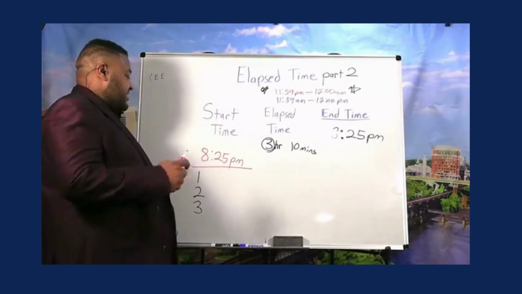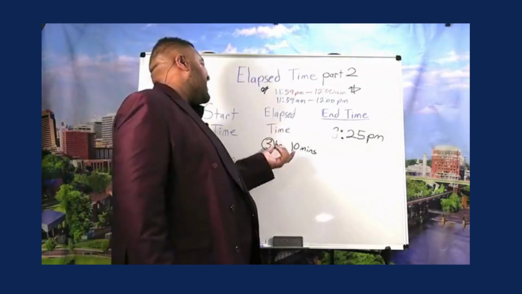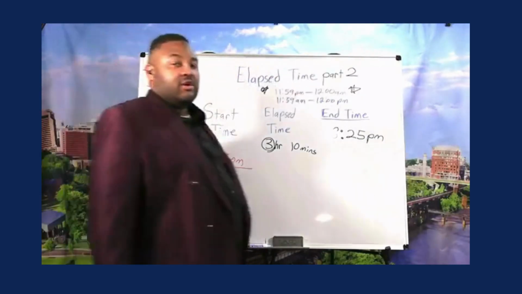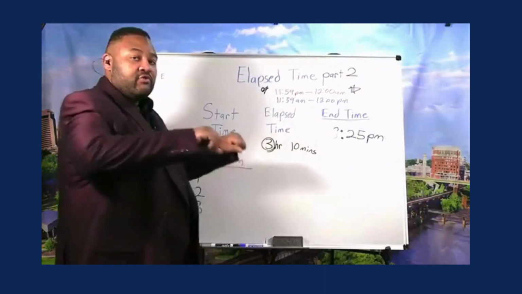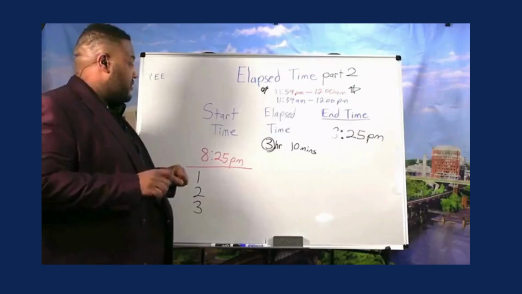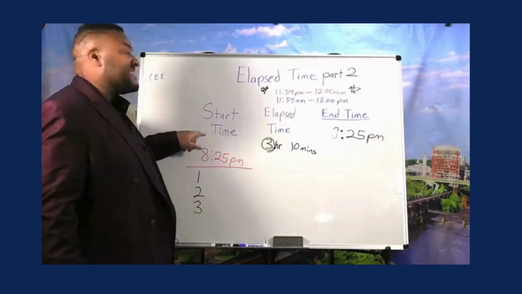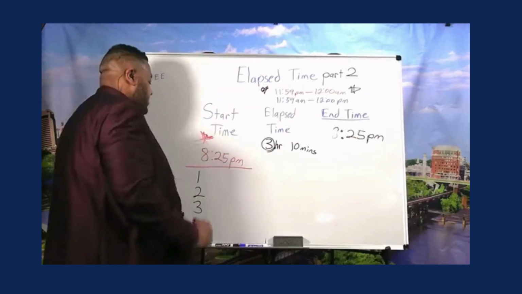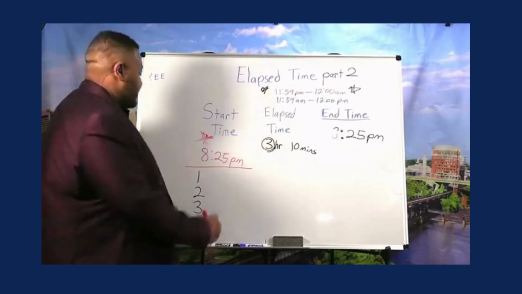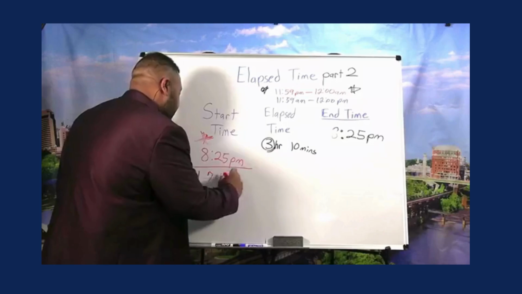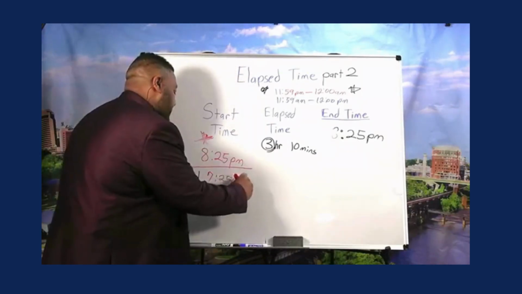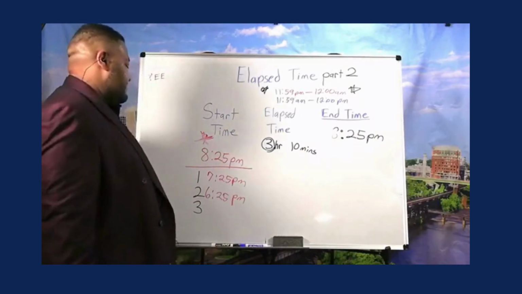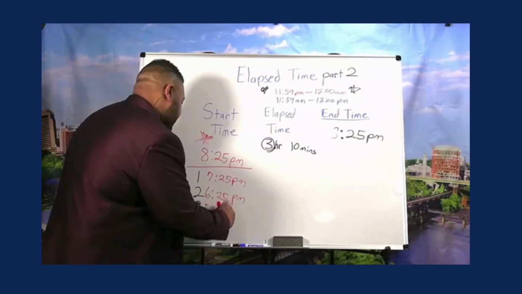The part that's going to change is this right here. The elapsed time is going to be 3 hours. Instead of going forward, we're going to go what? Backwards. So what does that mean? Instead of going 8 to 9, that's going up. We're going to go back. We'll come after 8: 7:25 p.m., 6:25 p.m., 5:25 p.m.